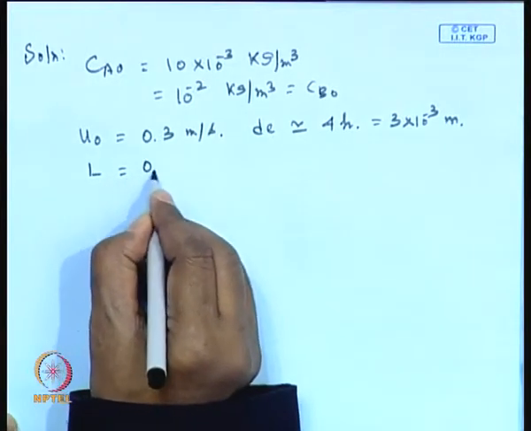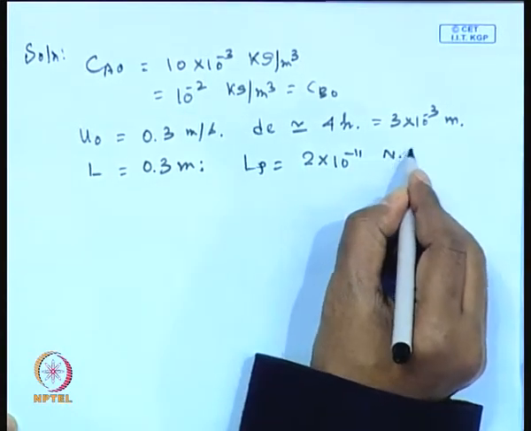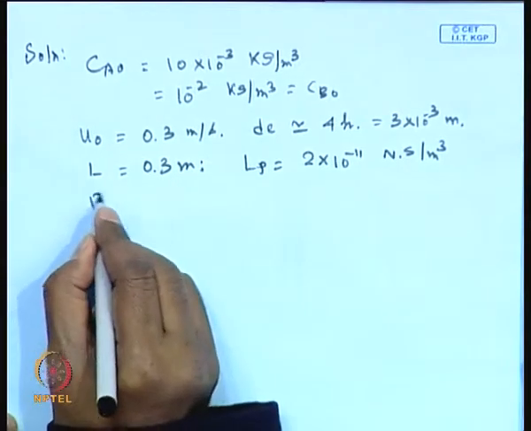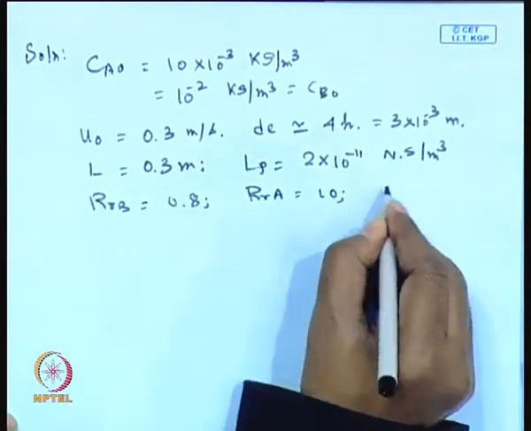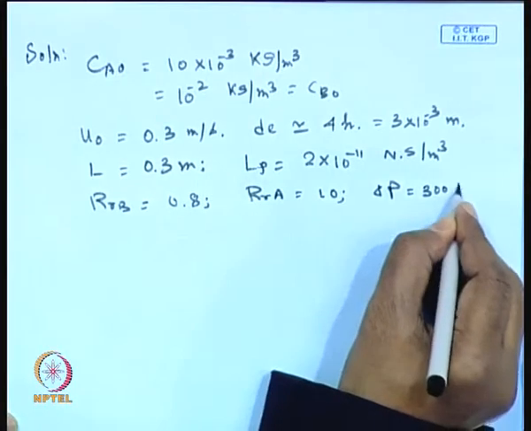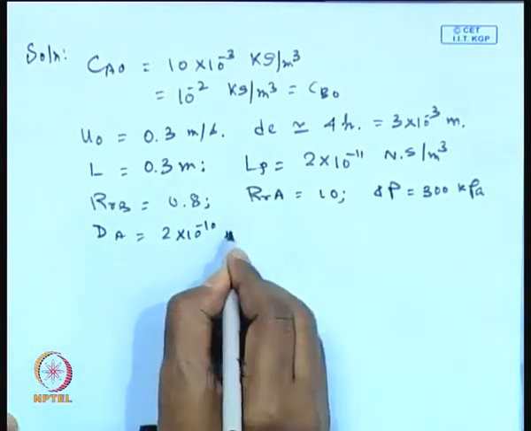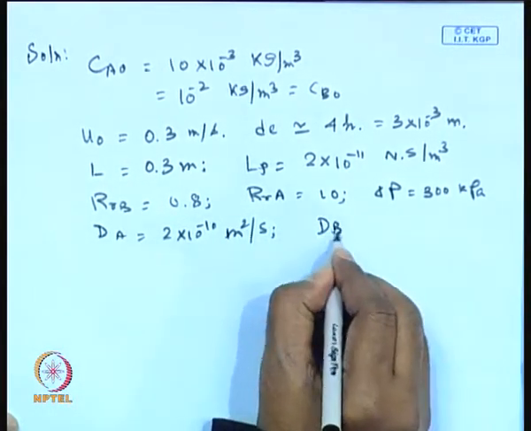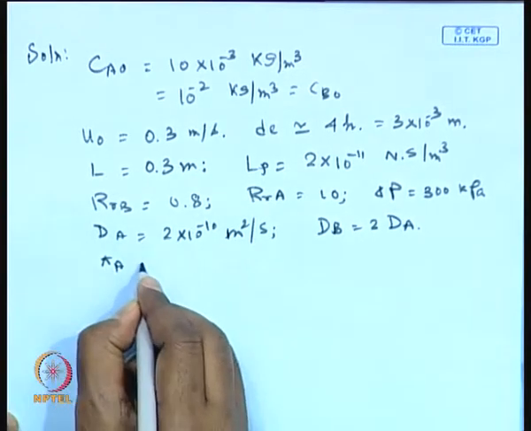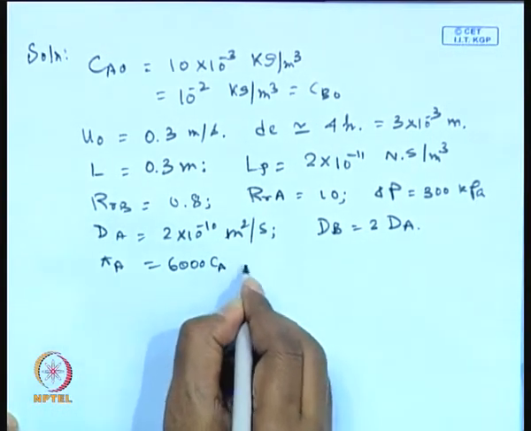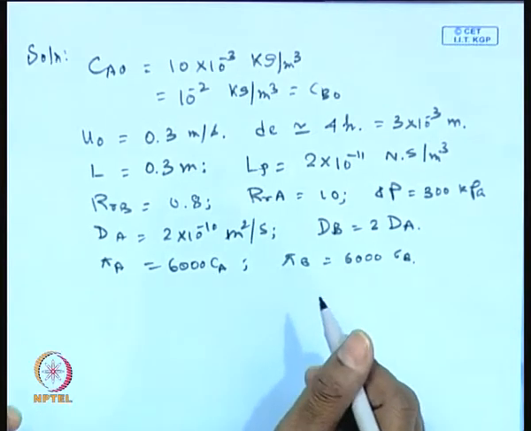Length was given as 30 centimeter, so 0.3 meter. LP was given as 2 into 10 to the power minus 11 Newton second per meter cube. RRB 0.8, RRA 1, delta P 300 kilopascal. Diffusivity of A is given as 2 into 10 to the minus 10 meter squares per second. Diffusivity of B is 2 times that of diffusivity of A, and pi A is 6000 Ca and pi B is 6000 Cb.